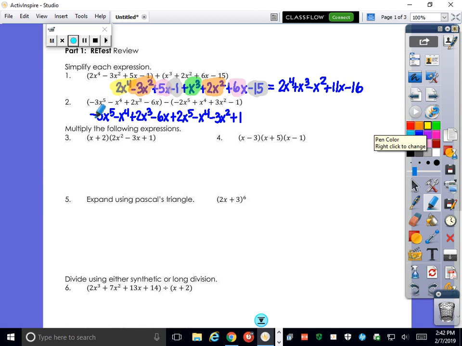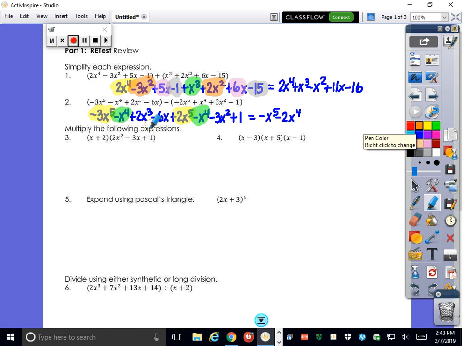Start with the highest exponent. We have negative 3 and positive 2, which makes negative x to the fifth. Then we have the x to the fourths. We've got negative 1x to the fourth and negative 1x to the fourth. That makes negative 2x to the fourth.